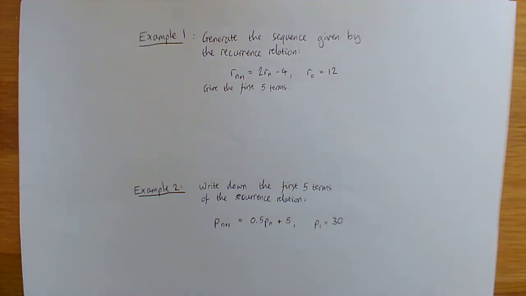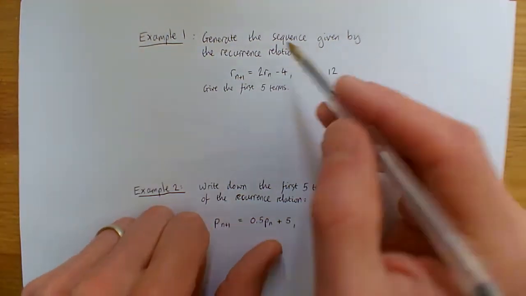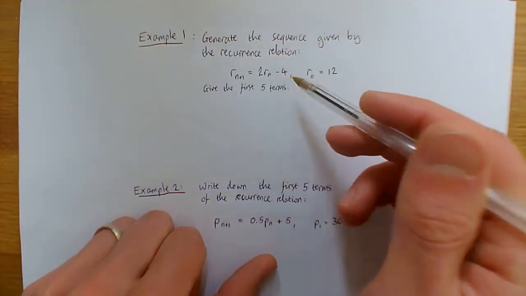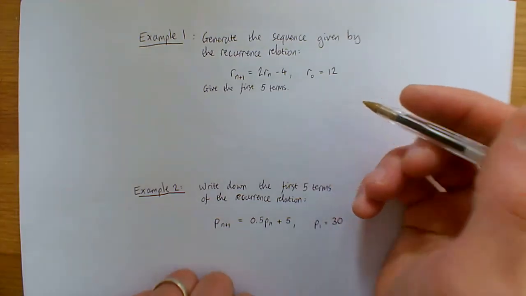Okay, so now let's see that in action. The first type of thing you might be asked to do is to actually generate the sequence given by a particular recurrence relation. So let's see a few examples of that.